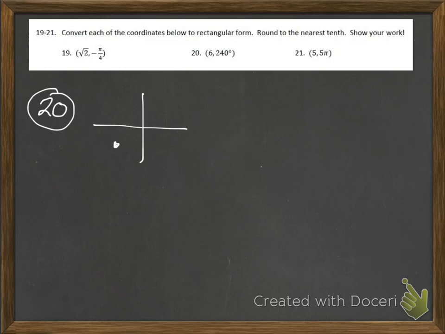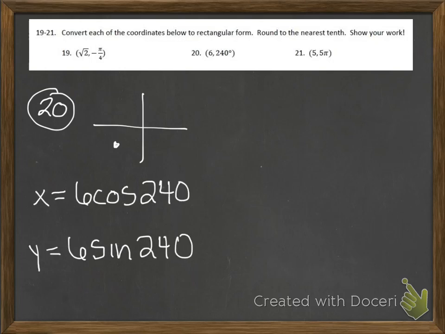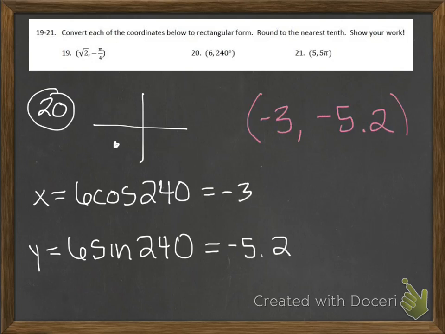On number 20, radius of 6 and an angle measure of 240 degrees, that takes us into the third quadrant. We're going to use the same calculations in order to find the x and y values. And so there's our final answer. Both the x and the y values are negative.